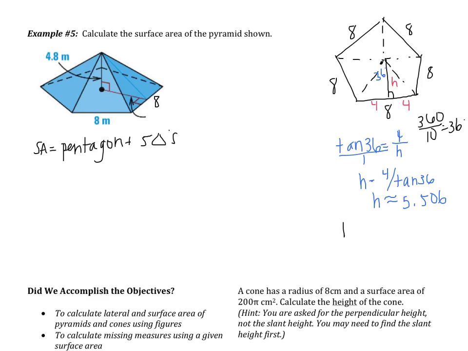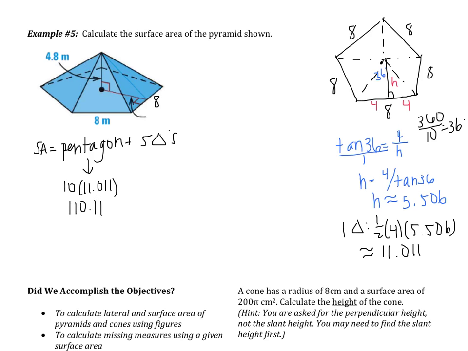Now, one triangle of that pentagon is going to be 1/2 the base of 4, the height of 5.506, which is approximately 11.011. Okay, now our pentagon, there's 10 of those triangles, so I'm going to do 10 multiplied by 11.011, which ends up being 110.111. Okay, so that's the area of the pentagon.